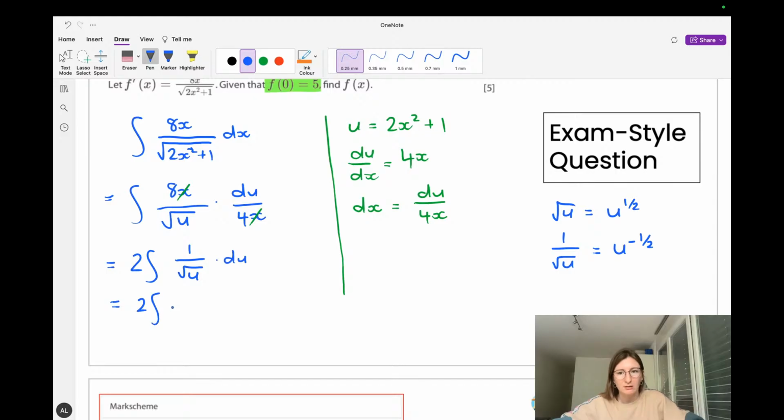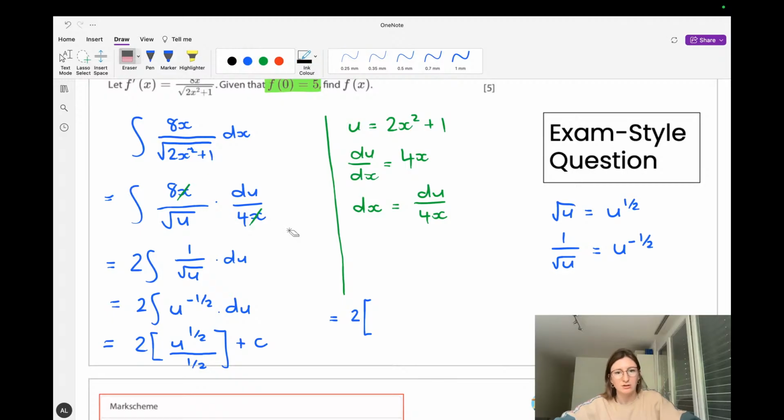So that will be u to the power of minus a half du. So that gives me, now I can integrate. Minus a half plus a half is going to give me positive a half. And then I've got to divide by my new power, which is a half, and plus c. And then let's just simplify that. So 2 divided by a half is actually 2 times 2. So that's going to actually give me 4u to the half plus c.